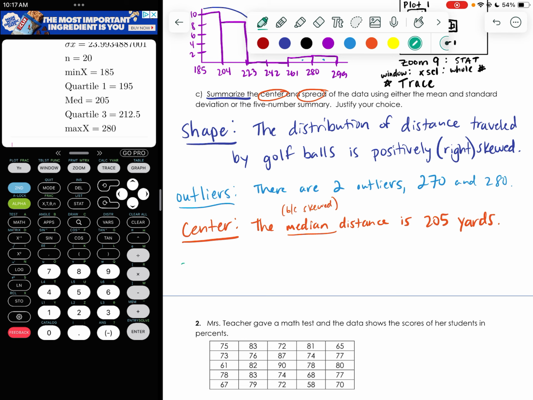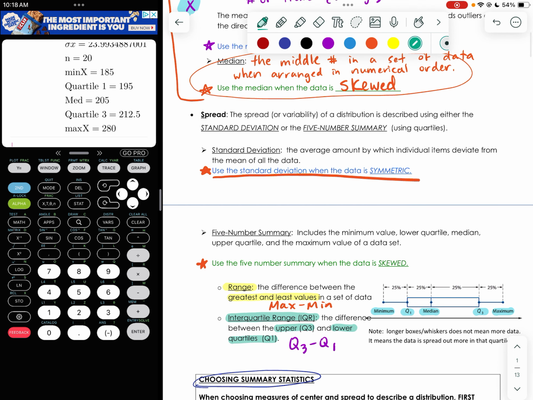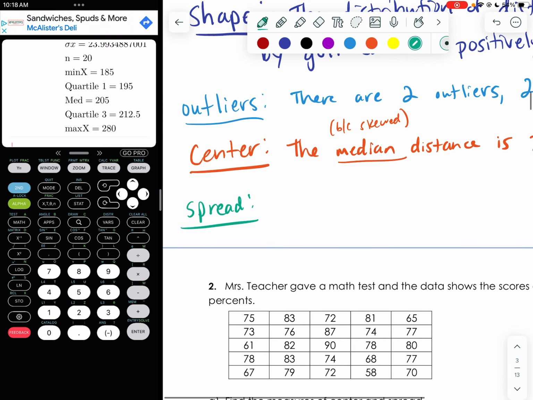Okay, and then the last thing is the spread. So when you talk about the spread, you also have to decide what you're going to use to describe that. The spread is either the standard deviation, which you use when it's symmetric, or the 5-number summary, which is for skewed, which is what we're going to do. So we're going to use the 5-number summary. Okay, so we're going to describe the range and the interquartile range. That's really those two things right there. So I'm just going to make a note. Because skewed.